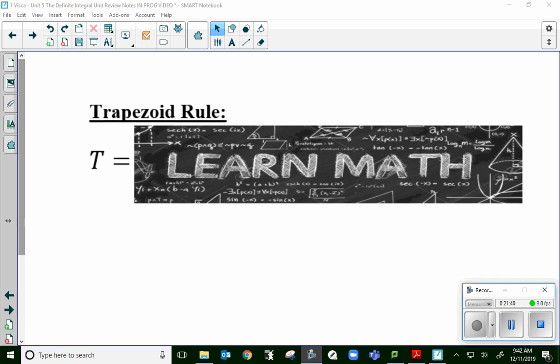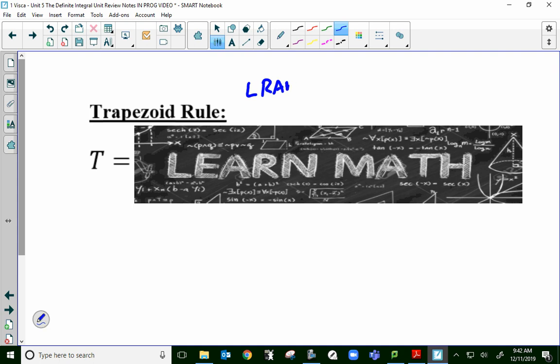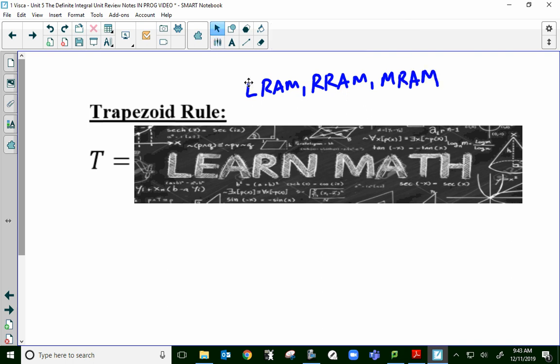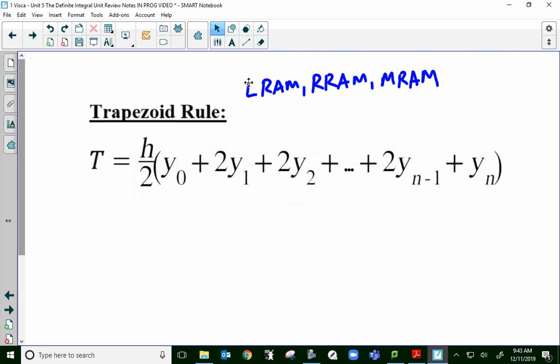The trapezoid rule. This one pops up on the final a lot as well. Okay? The trapezoid rule is just like LRAM, RRAM, and MRAM in the way that it looks and the way you deal with it, except instead of using rectangles, because these RAMs are the rectangular approximation method, we're using trapezoids for the area under the curve. And it goes as follows.